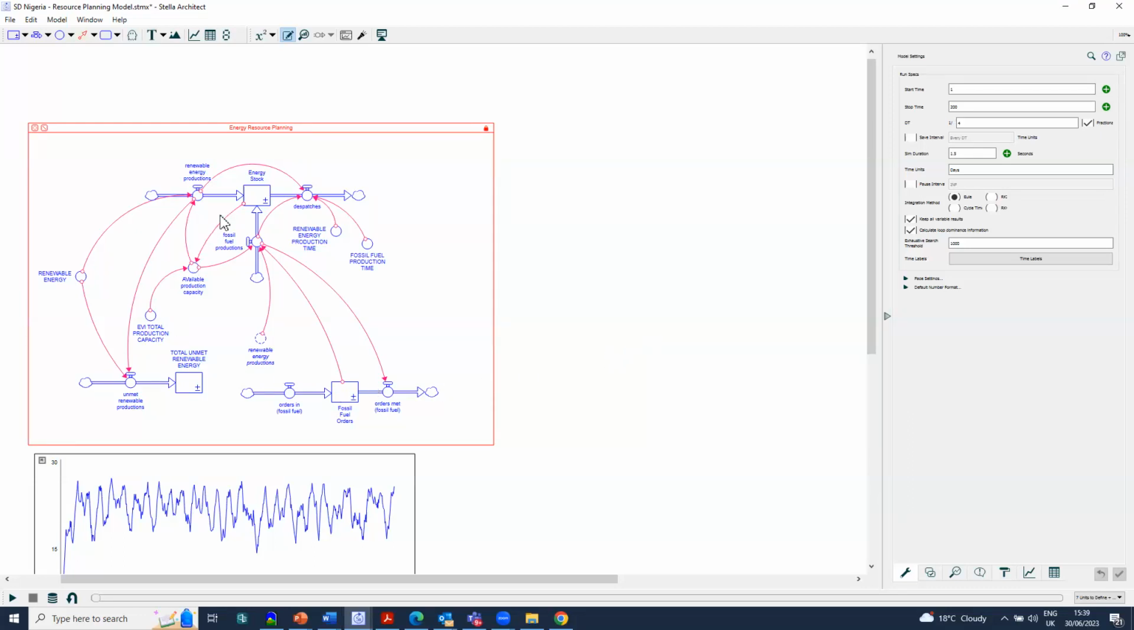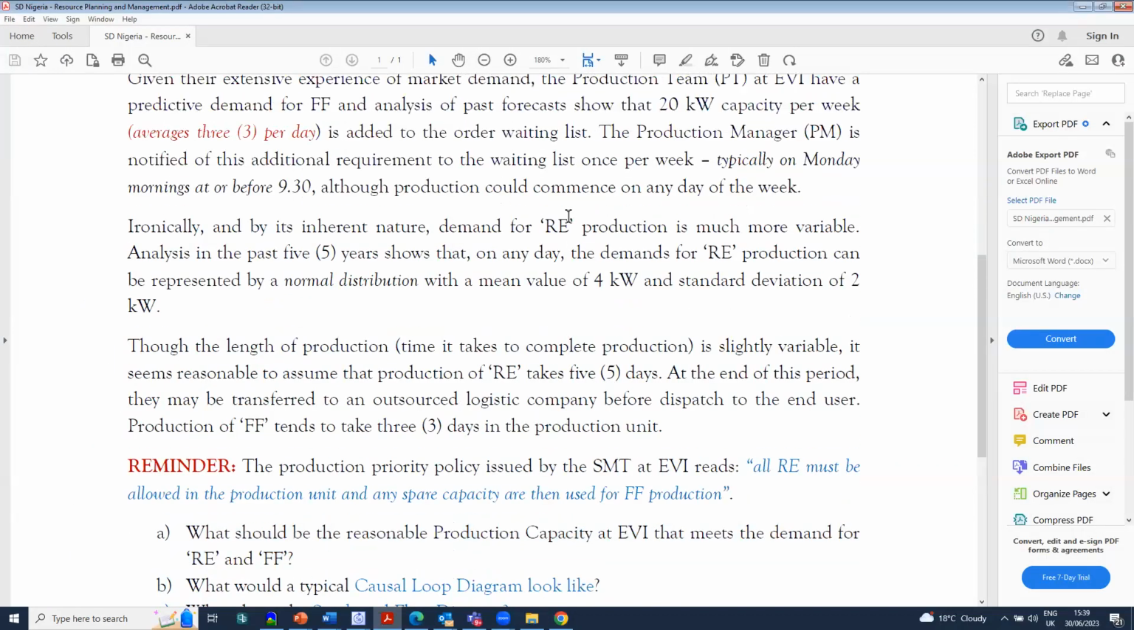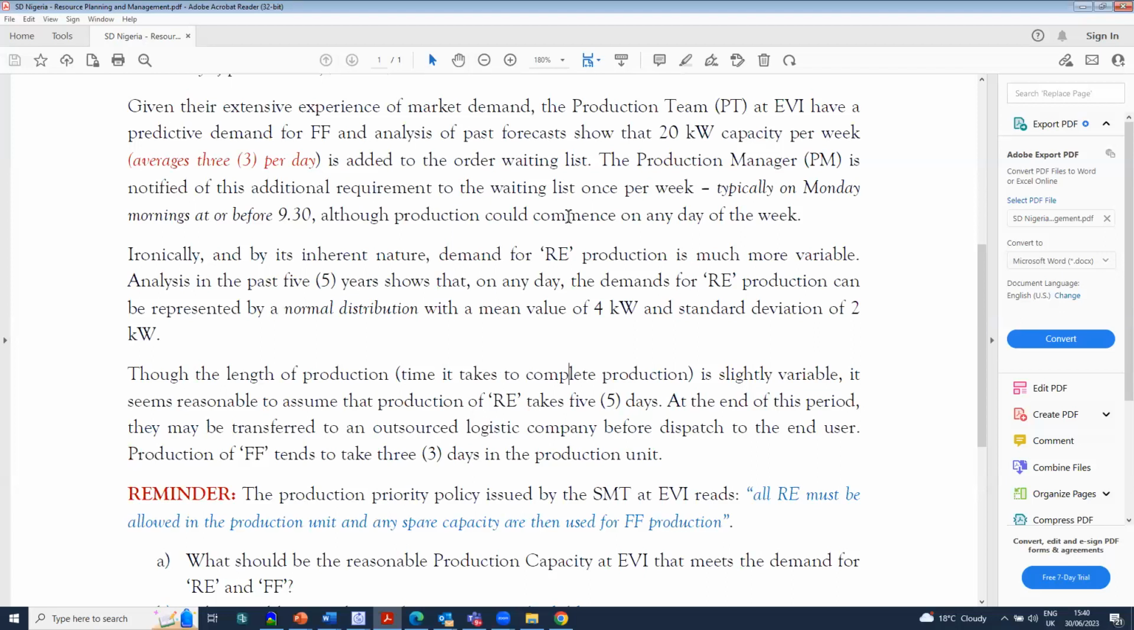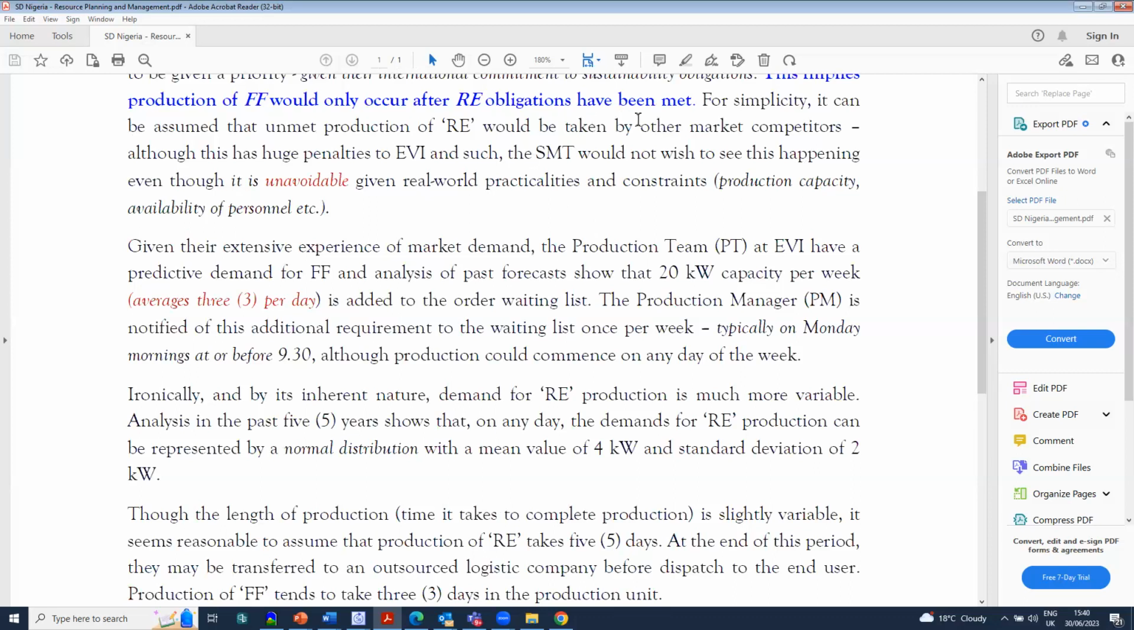The same way, I also want to tell you about a few things that we needed to discuss. Basically, the unmet demand. There was an instruction from the brief that if we don't fulfill the obligation, the penalty will be paid. Is that correct? Yes. So if you don't fulfill the obligation, the penalty will be paid. We do not wish to see this happening.